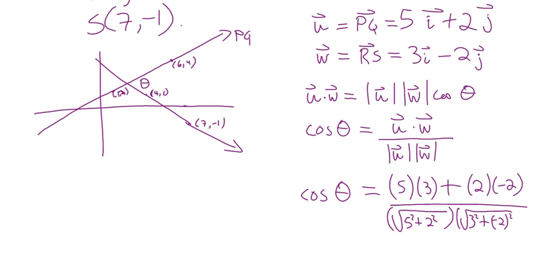Okay, so you see where all the numbers came from. We're doing U dot W, which is U1 times W1 plus U2 times W2. When we're doing the magnitude of U, it's the square root of U1 squared plus U2 squared.